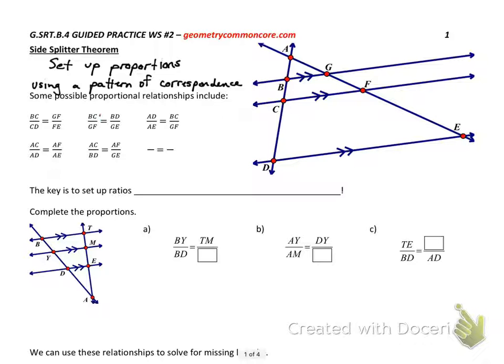So let's look at this one now. This one's going to be a little different. BC over GF equals BD over GE. The pattern doesn't always have to be comparing one part of the same transversal to another. Notice what's happening here: BC over GF, BC over GF. Now we're comparing the corresponding parts within the same ratio. So BC and GF correspond, and BD and GE. Here's BD, and there's GE.